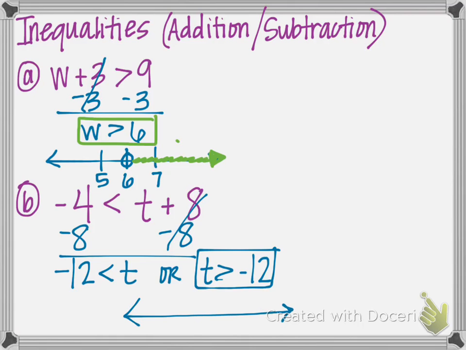Then if I draw my number line, I'm going to put negative 12, negative 11, and negative 13. Negative numbers go backwards, remember? So I'm going to put an open circle, and then I shade all the numbers that are bigger than negative 12. The arrow points this way, so I shaded this side. That works as long as your variable is on the left-hand side.